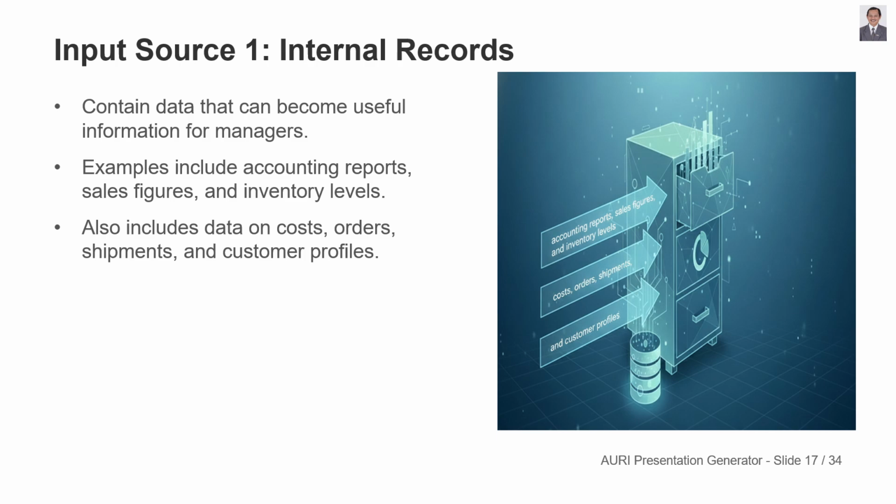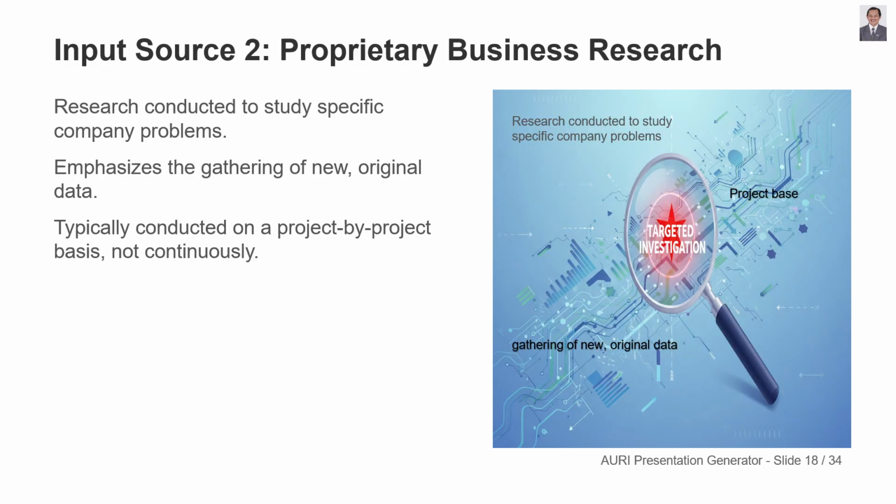Internal records also provide information on costs, orders, shipments, and customer profiles. When processed, this internal data can be transformed into valuable information for managerial decision-making. The second source of input, distinct from internal operational data, is proprietary business research.